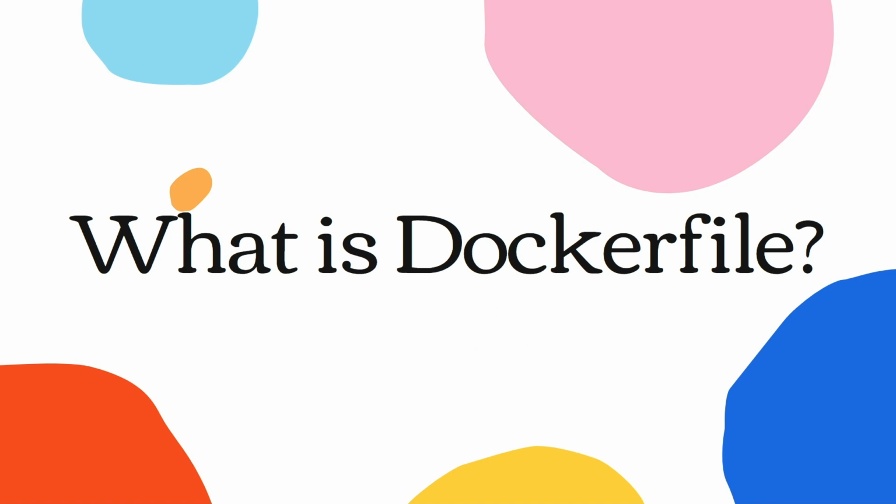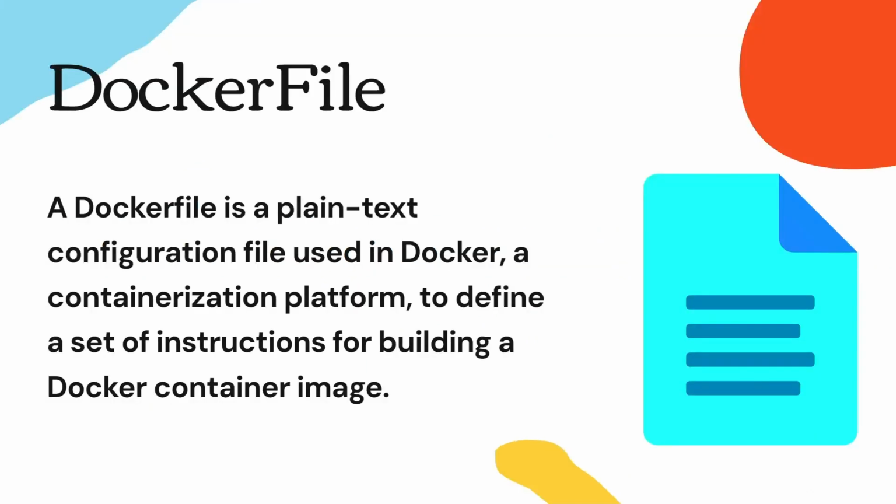So what is a Dockerfile? Let's see. A Dockerfile is a plain text configuration file that is used in Docker. It is used to define a set of instructions for building a Docker container image. Dockerfiles specify the base image, the installation of software, the file copying, and also the default command to run when a container based on the image is started.